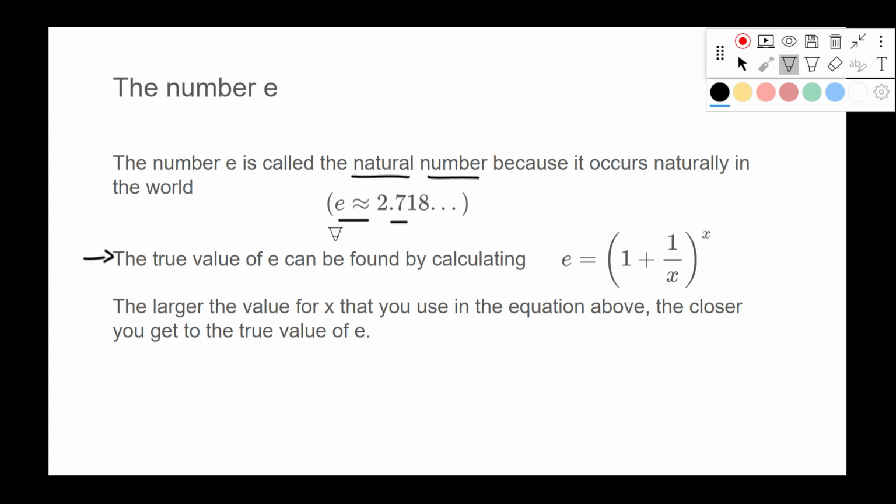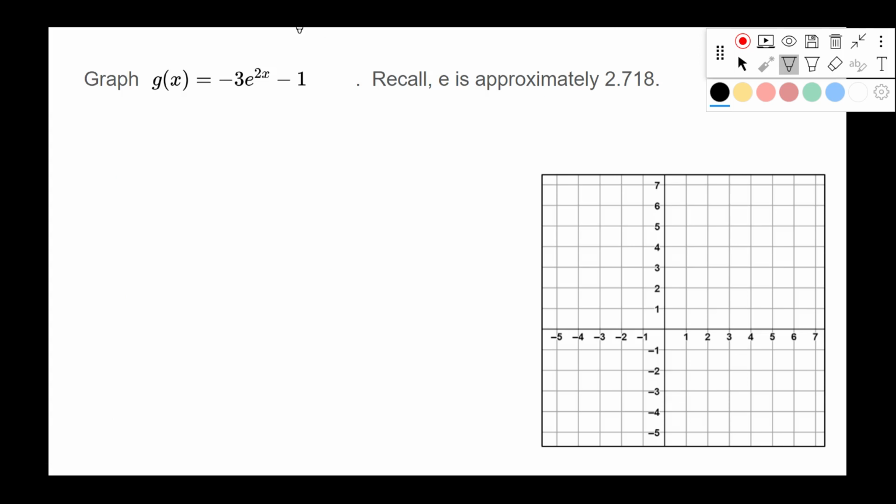And we're going to be using this approximation to make graphs of exponential functions and then work on some word problems as well. So let's take a look and see what we're planning to do here. So we're going to graph this exponential function with e as its base, okay? g of x is negative 3e to the 2x minus 1. Again, e is about 2.718. We're going to use that, okay? But to graph, we're going to use transformations because that's how we know how to make graphs.